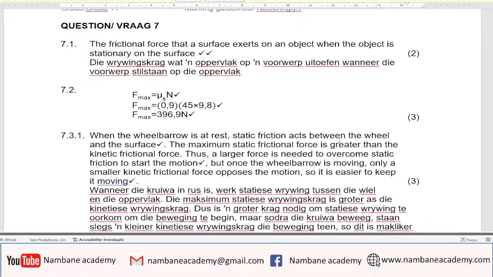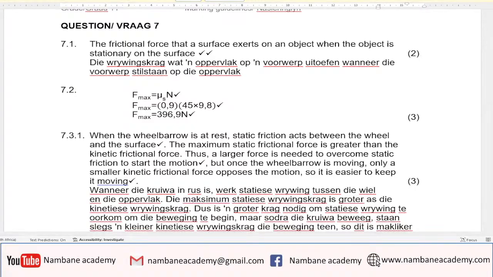It's question number 7. A wheelbarrow with a mass of 45 kilograms is at rest on a rough horizontal surface. The coefficient of static friction between the wheel and the surface is 0.9. A person is about to apply a force to move the wheelbarrow forward, but it has not yet started moving. 7.1, define the term static frictional force. The frictional force that a surface exerts on an object when the object is stationary on the surface.